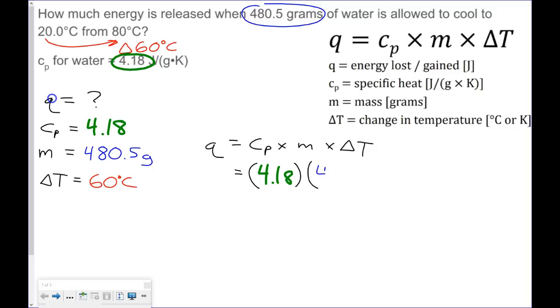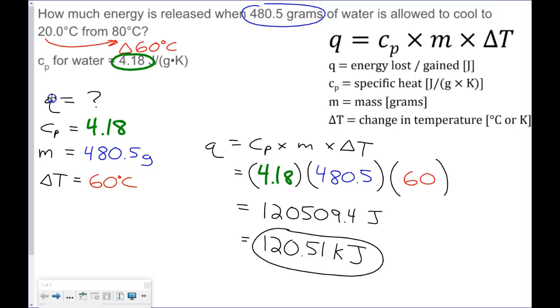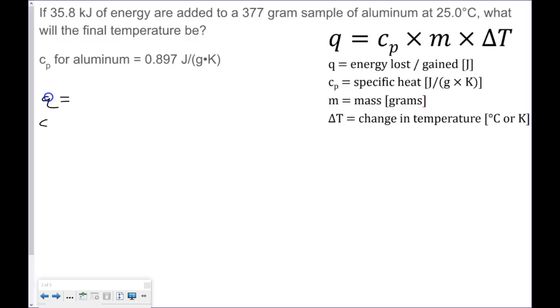Here's my equation. Now I'm going to be plugging in the numbers there, and the end result, 120,509.4 joules, or 120.51 kilojoules. So that's how much energy is released when that thing is going to cool off.